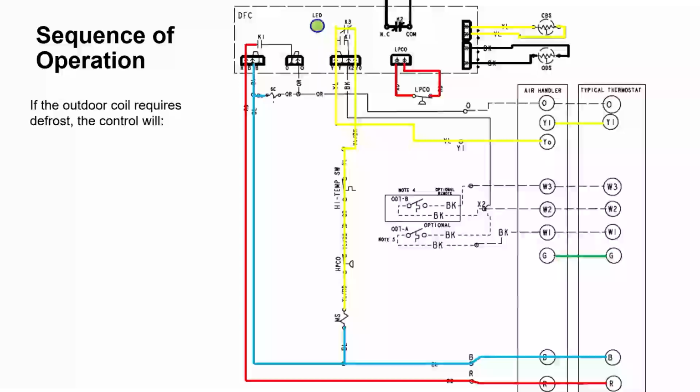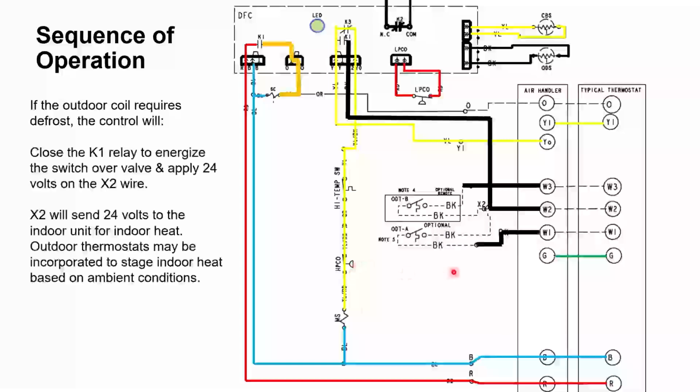So once the outdoor coil needs to go into defrost, first off, the control closes the K1 relay, which sends 24 volts to the O, and then it also sends 24 volts to the X2 wire. That's our black wire, which goes and ties to our indoor heat.